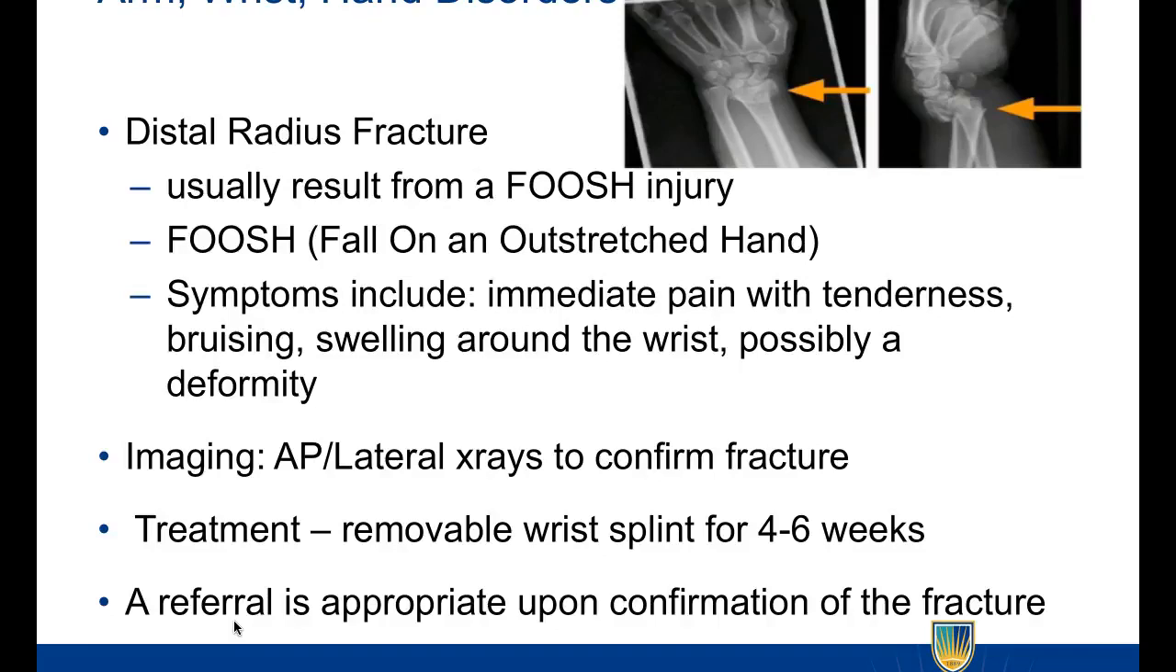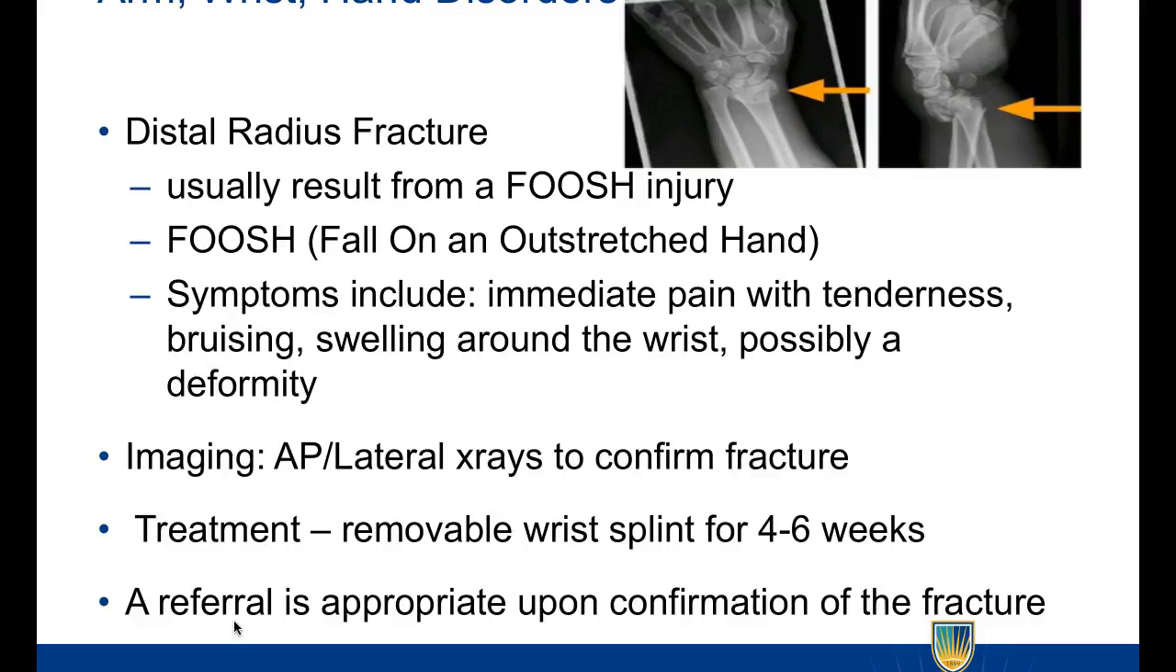Distal radial fracture. A distal radial fracture usually results from a FOOSH injury. FOOSH is an acronym for fall on an outstretched hand. This really describes the mechanism of injury very well. Symptoms of a distal radius fracture include immediate pain with tenderness when touched, bruising and swelling around the wrist, and possibly a deformity such as the wrist being in an odd location.